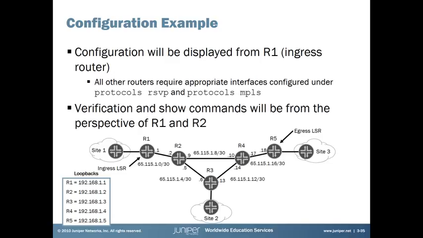So let's take a look at how we configure this up. We're going to be configuring this on our ingress router. So the signaling protocol is always configured on the ingress router. All the other routers require the appropriate interfaces configured under protocols RSVP and protocols MPLS. So what we're saying is that the actual label switch path is set up on the ingress router via the signaling protocol, but all the routers in the path must have RSVP and MPLS enabled on all the interfaces that are participating in the label switch path.